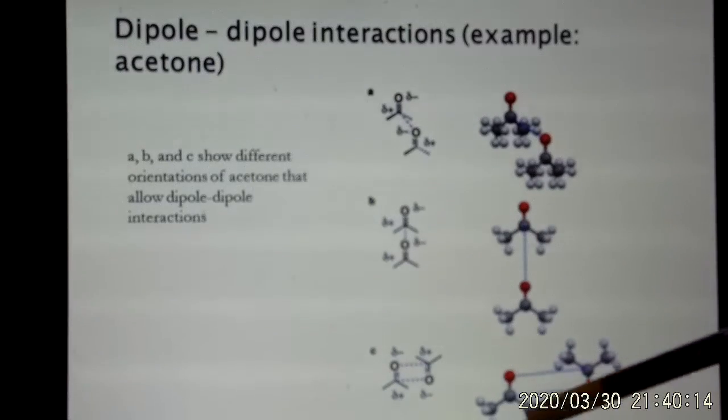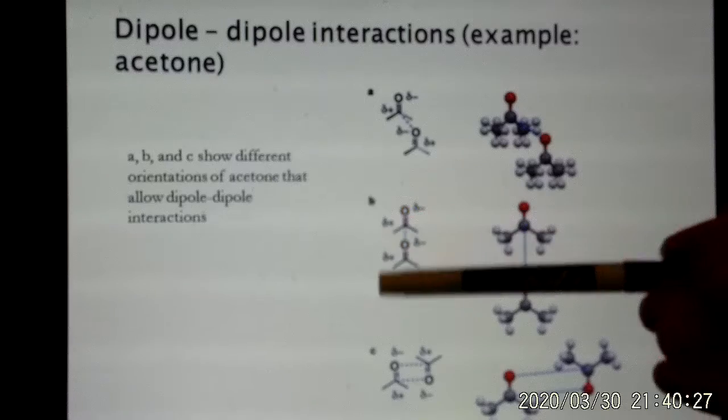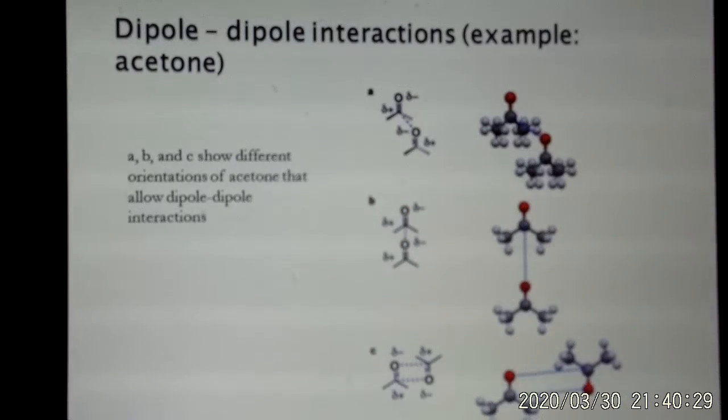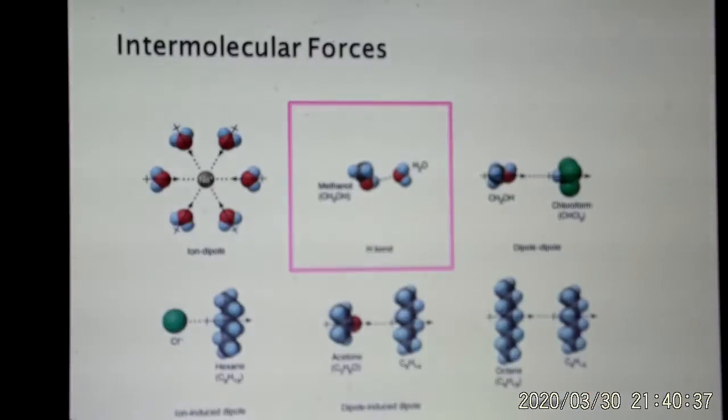Or you can have an orientation where this acetone is upside down. So this slightly positive carbon is near the slightly negative oxygen. So these are all examples of dipole-dipole interactions. And in particular, this is an example of acetone.